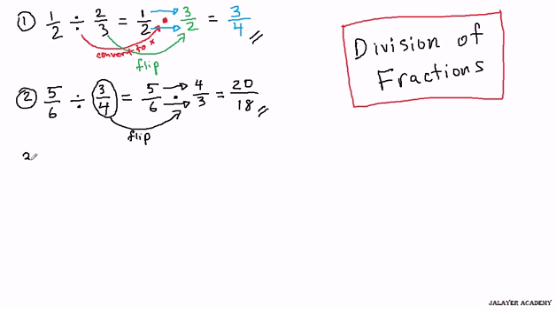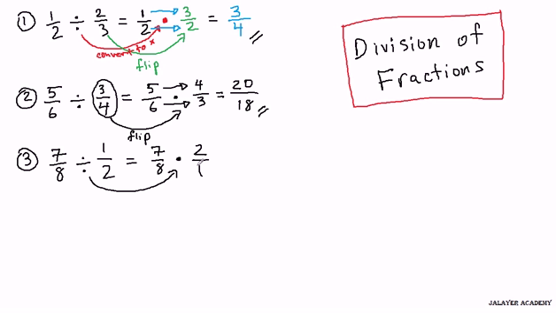Let's just keep going. 7/8 divided by 1/2. We write the first fraction, 7/8, and instead of division we change this to multiplication, and then we flip the second fraction. So 1/2, the 2 jumps up and the 1 drops down, and now we have a multiplication problem. And it's 7 times 2 is 14, 8 times 1 is 8, and we are done.